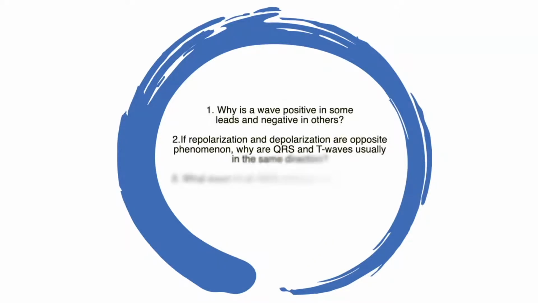Hello everyone. Let's start off with a few questions, shall we? Why would you think that certain waves appear to be positive in one lead while appearing negative in another lead?